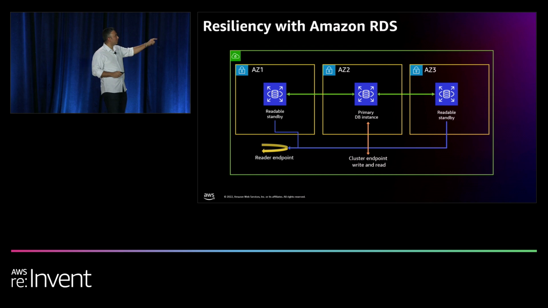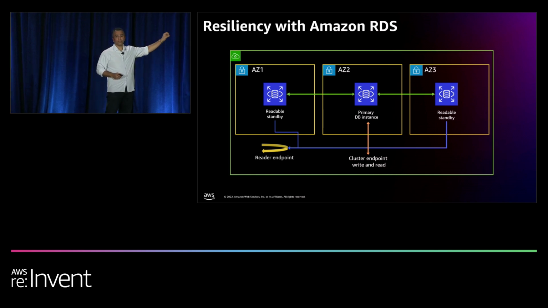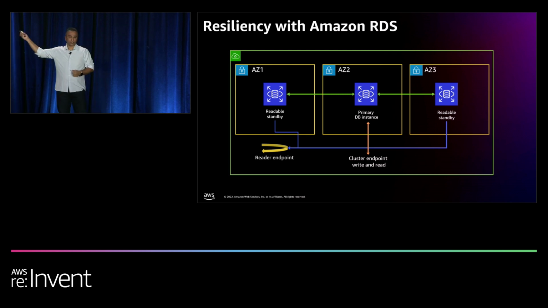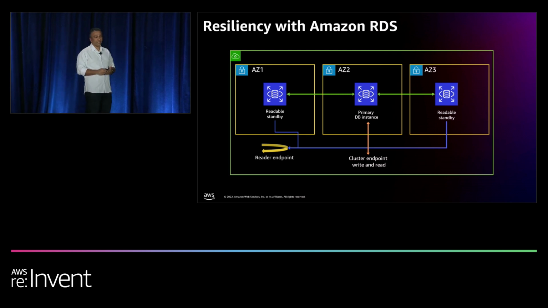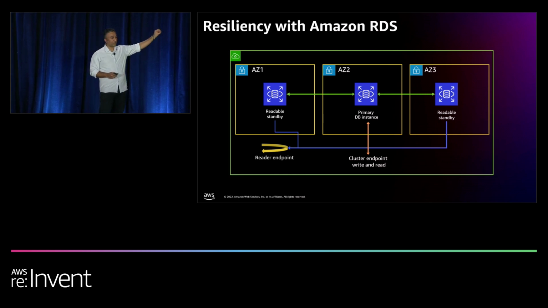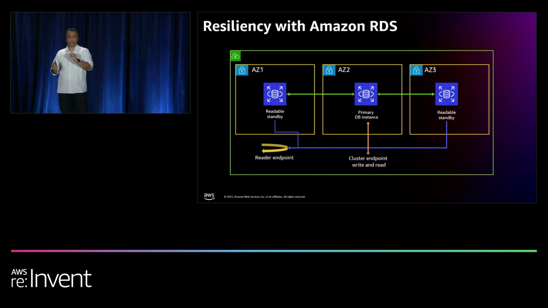So you could choose to use your read standbys for your read endpoints, and your writes can happen straight to the primary. And if there's a failure in AZ2, and if that takes down your RDS instance, RDS will detect it and spin up one of the read standbys as your primary. And it'll automatically, after a short downtime, start routing all your traffic to the read standbys as your new primary.